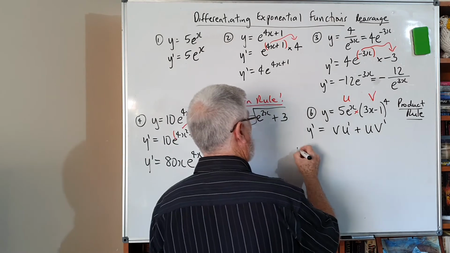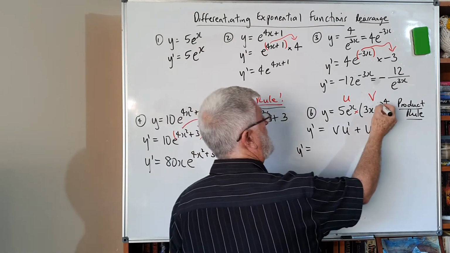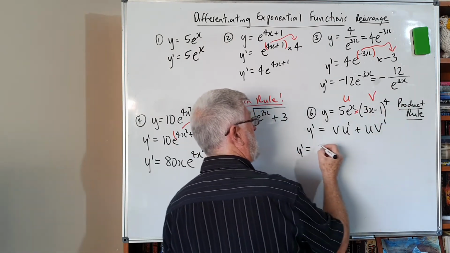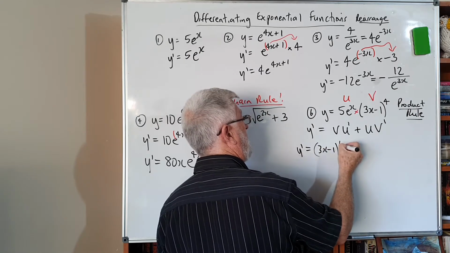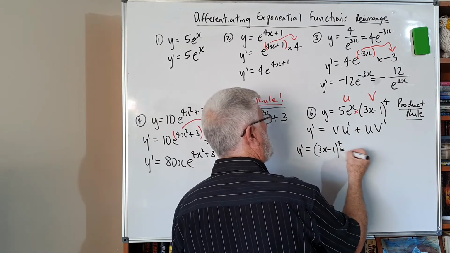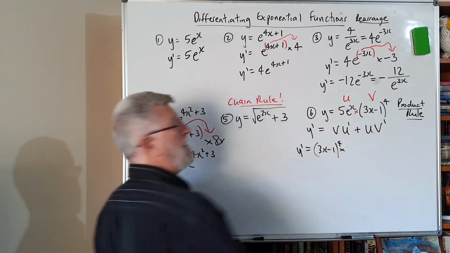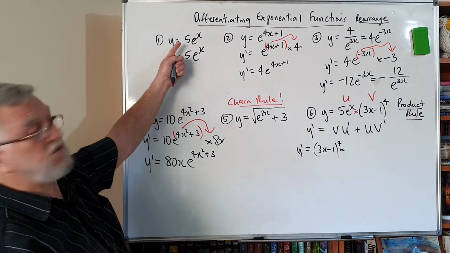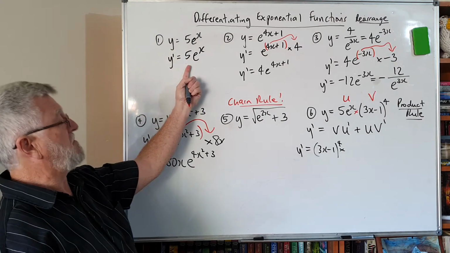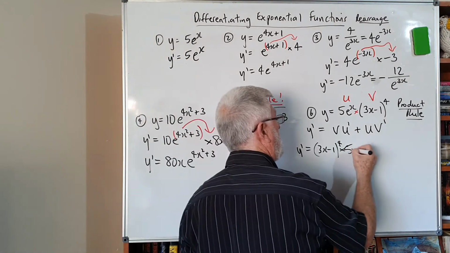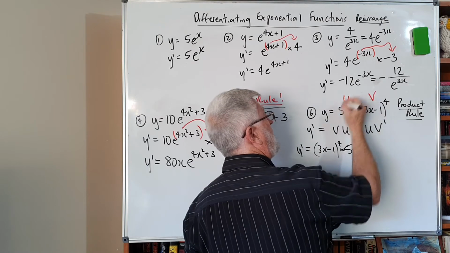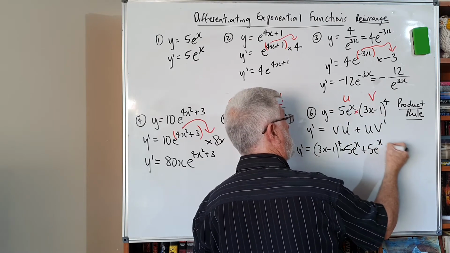Let's have a look at what we've got. So the v is that whole section there. So that's a 3x minus 1 to the power of 4. There's a multiply in between, and we've got u dash. So this first bit here, if we differentiate 5e to the x, it's just a fluke, it's the same as that. It stays the same. So that's a 5e to the x. Now we write the first section, which is also 5e to the x.